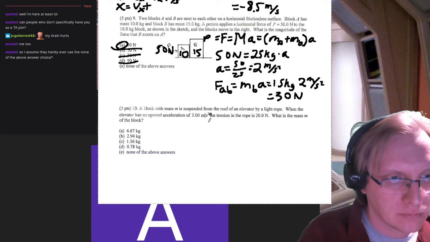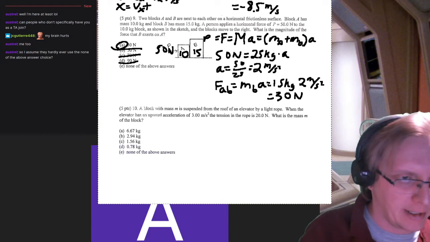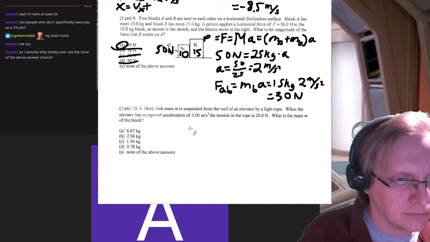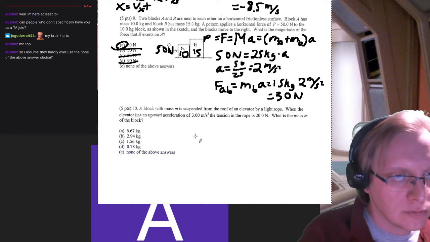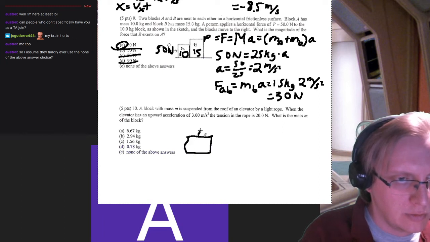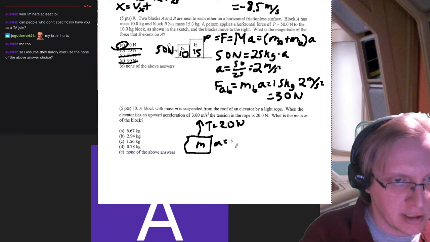Okay. So we have a block. We have tension. It has mass, to be determined. The tension is 20 newtons, and the acceleration is 3 meters per second squared.